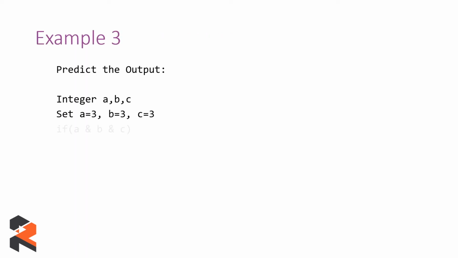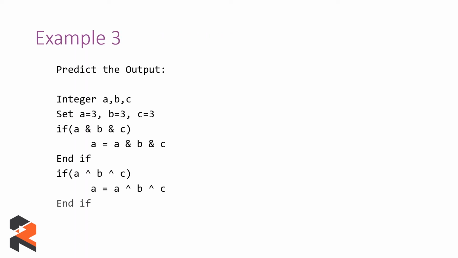So now let's look at another example. So in this we have to predict the output of the following pseudocode and print the output. So here we have 3 different variables A, B and C, and then we are setting the value of A, B and C to 3. Each of them holds the same value, and then we are performing the check on the if condition.